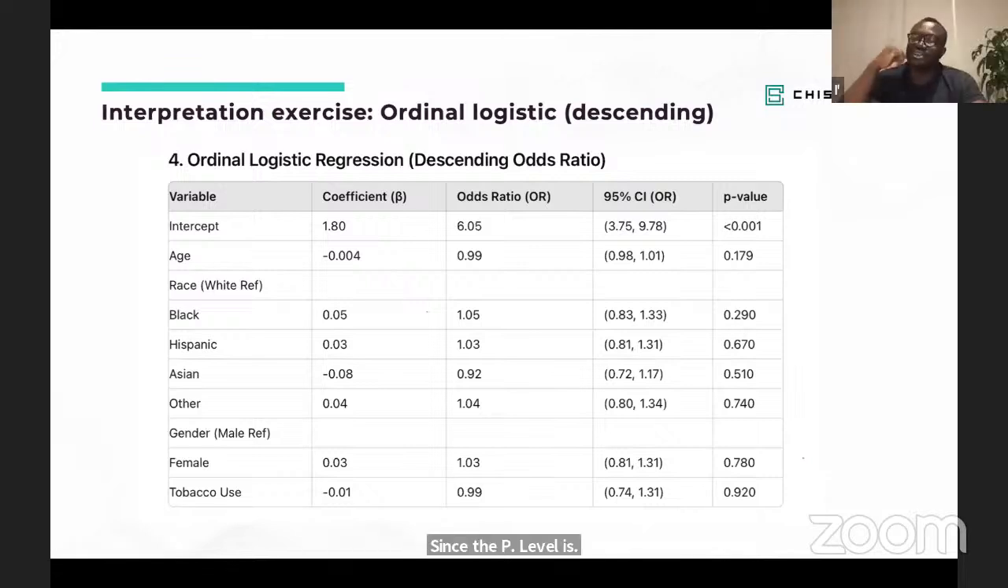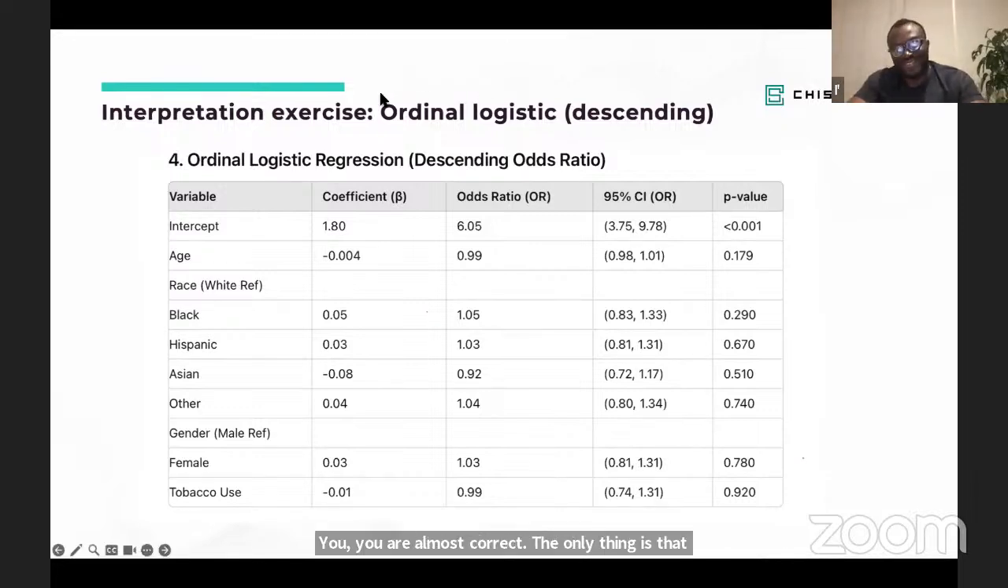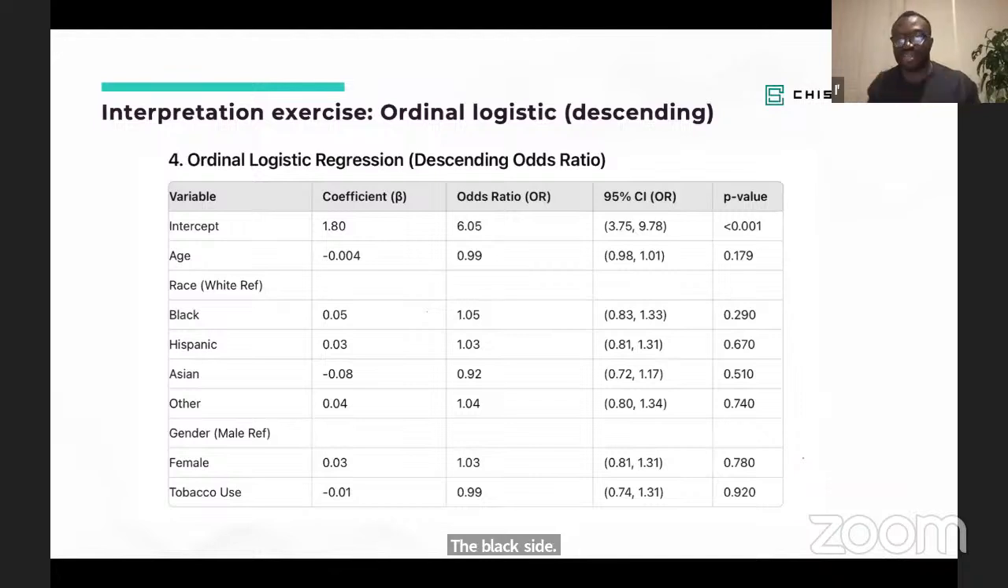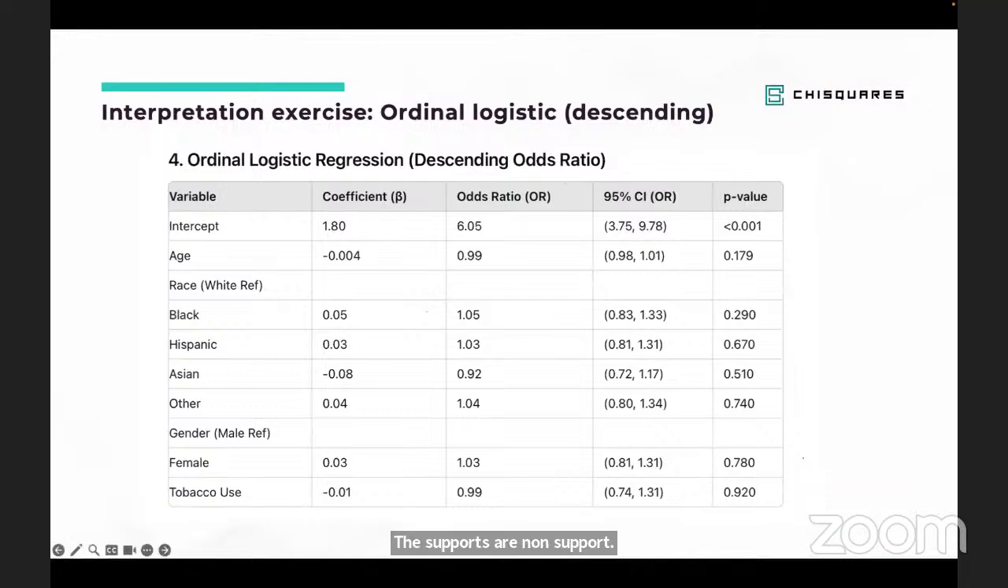Okay. You are almost correct. The only thing is that you are completely ignoring the context of ordinal logistic regression. You're saying that the blacks had X times higher odds of reporting support, but remember, we're going up the ladder or down the ladder. You have to show that direction of the support or non-support. That is what is missing in this.